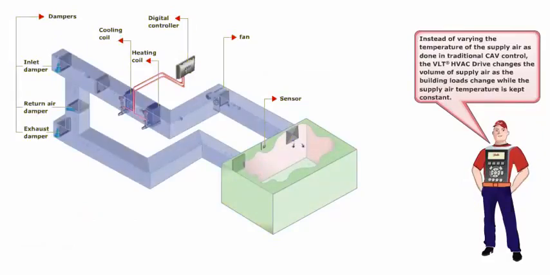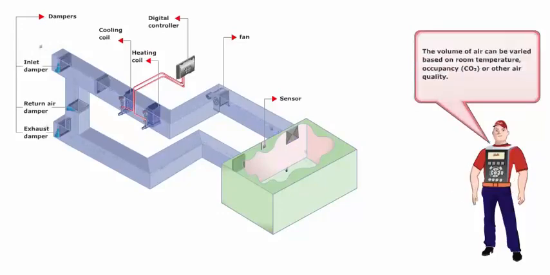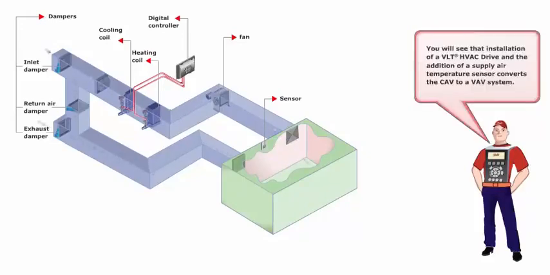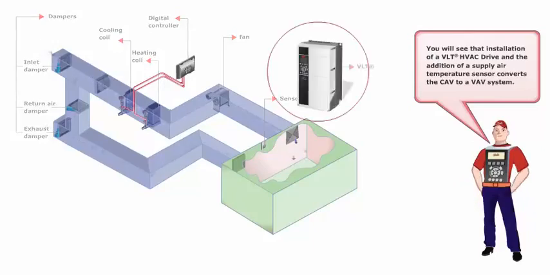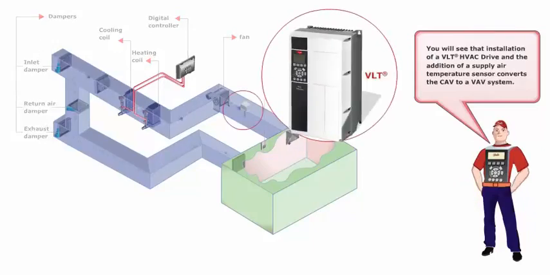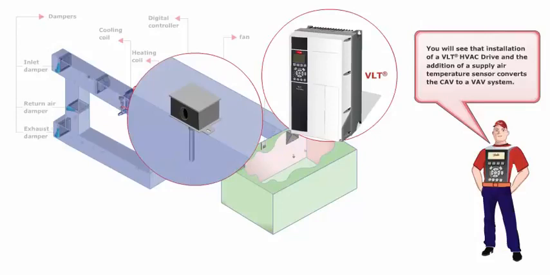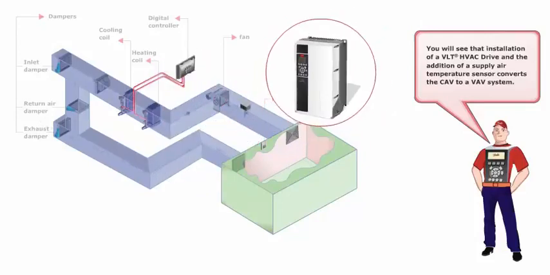Instead of varying the temperature of the supply air, as done in traditional CAV control, the VLT HVAC drive changes the volume of supply air as the building loads change, while the supply air temperature is kept constant. The volume of air can be varied based on room temperature, occupancy, or other air quality. You will see that installation of a VLT HVAC drive and the addition of a supply air temperature sensor converts the CAV to a VAV system.